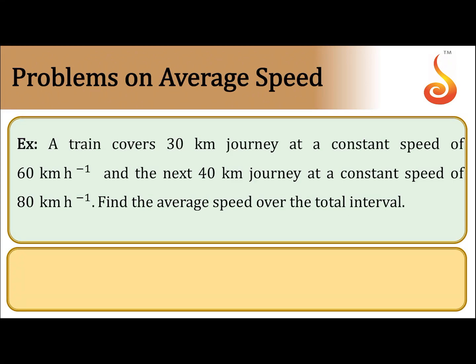Okay, here is a problem on average speed calculation. A train covers a 30 kilometer journey at a constant speed of 60 kilometer per hour and the next 40 kilometer journey at a constant speed of 80 kilometer per hour. Find the average speed over the total interval.